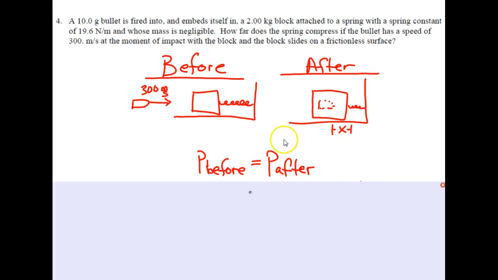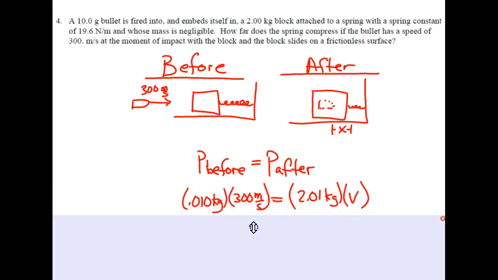In order to do that, what we need to know is how fast the bullet-block combo is going just as the bullet embeds in the block and starts to compress the spring. Frictionless indicates to us that we'll solve that by using conservation of energy. But first, we have to know how fast the bullet-block combo is going after the collision, and to do that, we're going to conserve momentum.